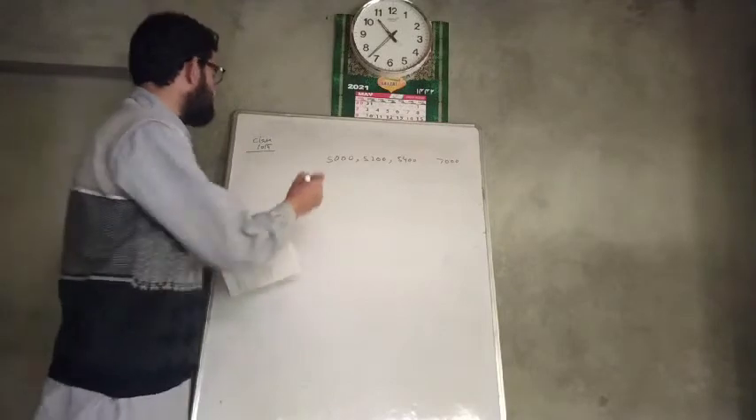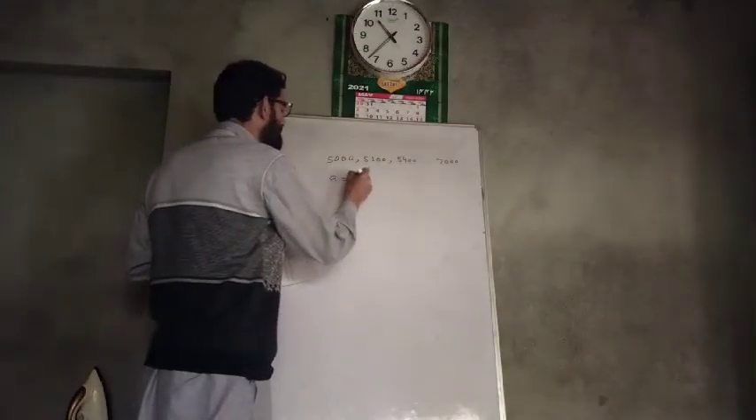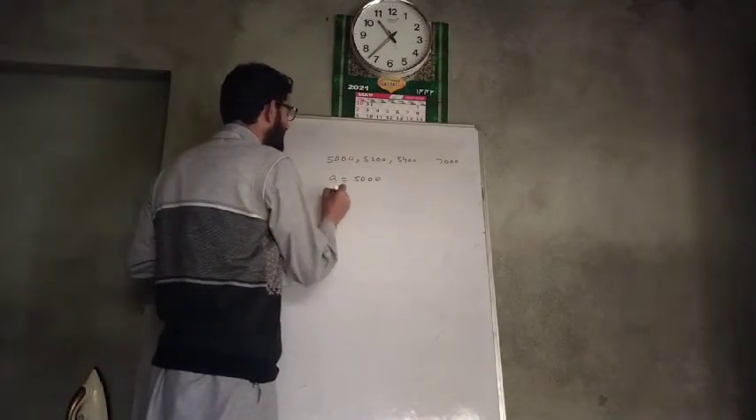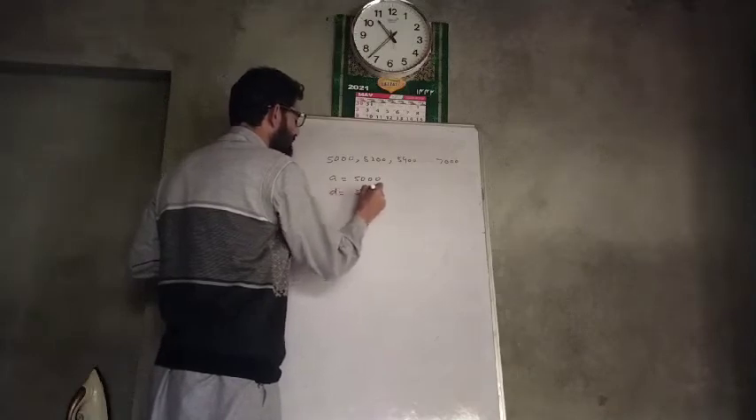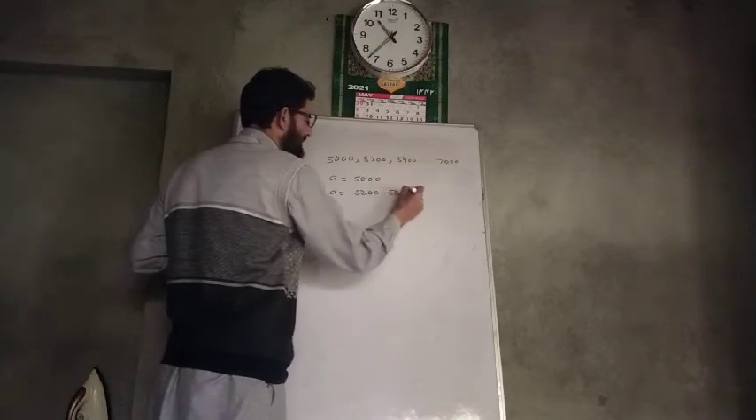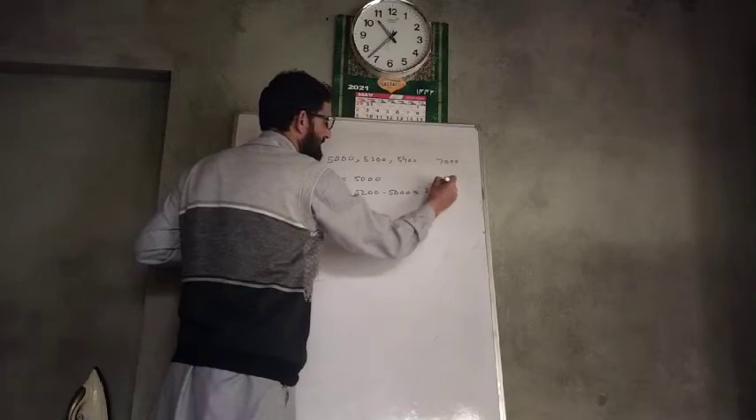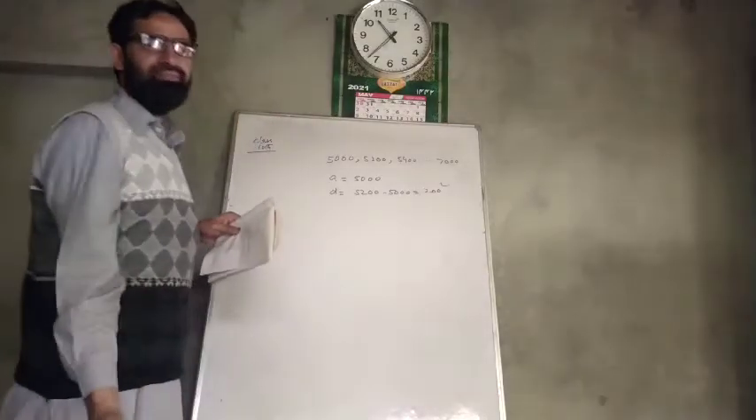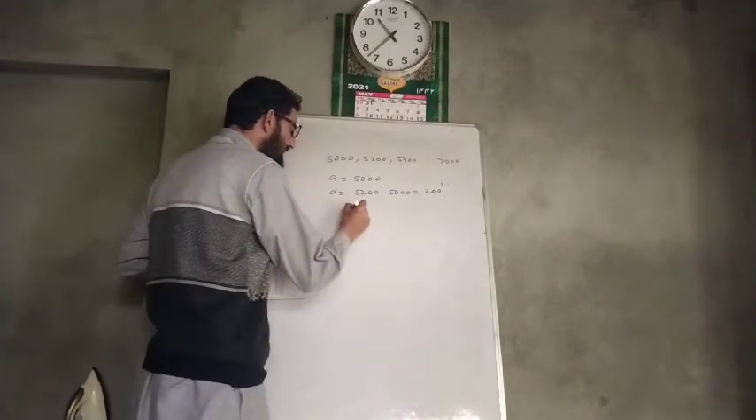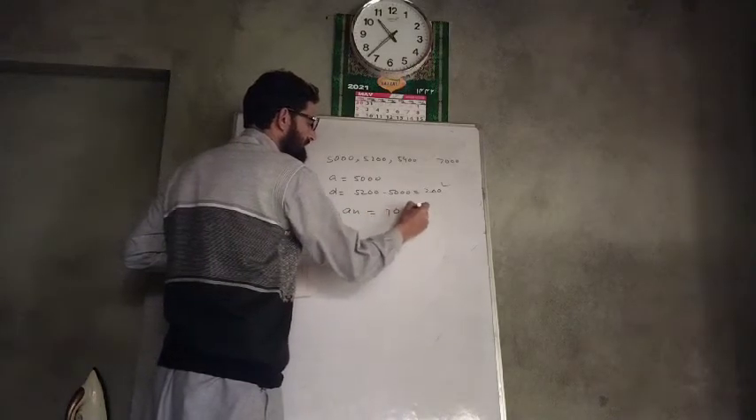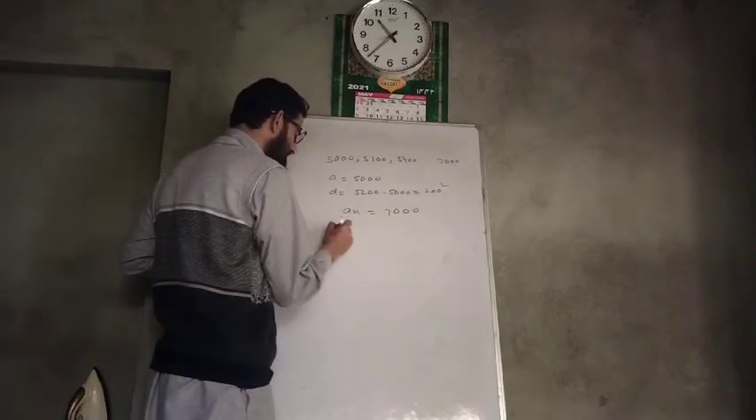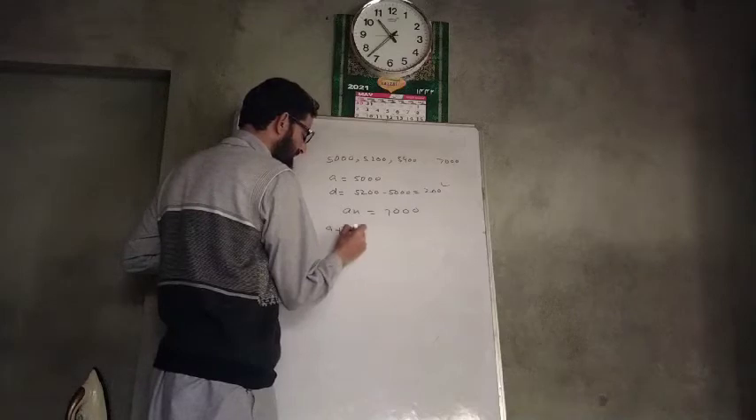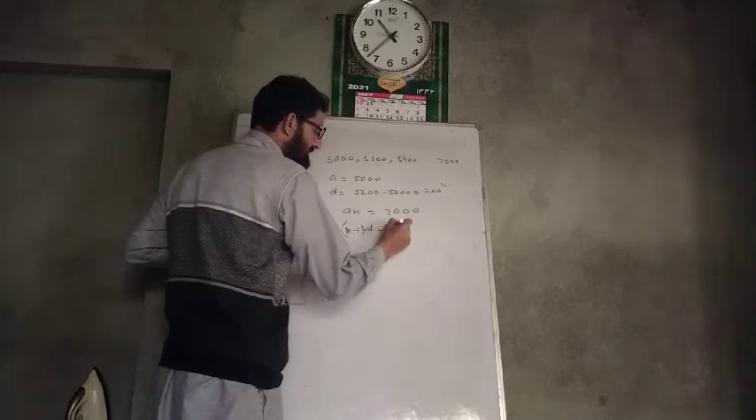Here, what is A? A is equal to 5,000. And what is D? D is 5,200 minus 5,000. Obviously this is 200. So this is the increment, this is D. And An is equal to 7,000. What is An? This is A plus (n minus 1) into D is equal to 7,000.